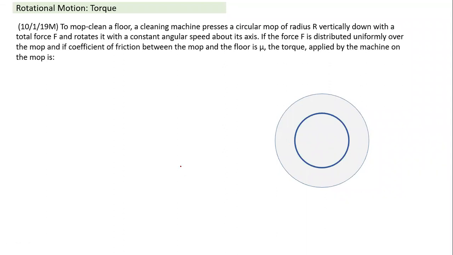Coming to a question which is a little tricky. All of you might have seen a mop. Some mops can be circular in shape.